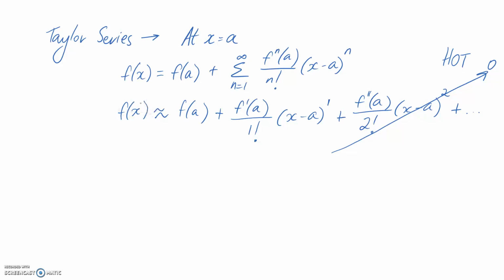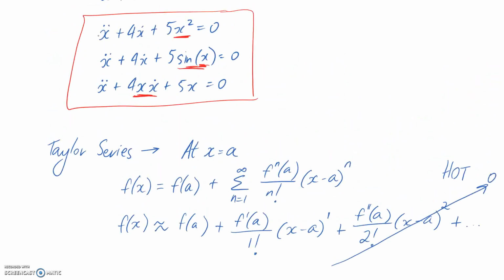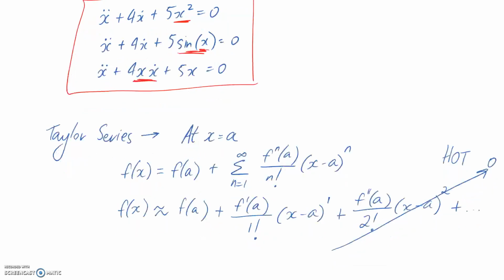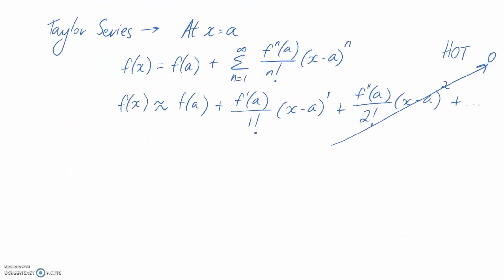So we can set this function to whatever we need it to be. So in these kinds of examples that I had here, f of x could be 5x squared, it could be 5 sine x, or this one we'll deal with a bit later, but the 4x x dot as well would work in this kind of situation.